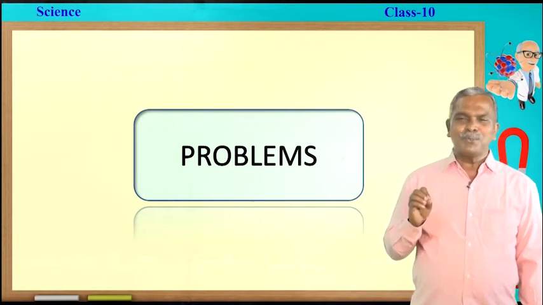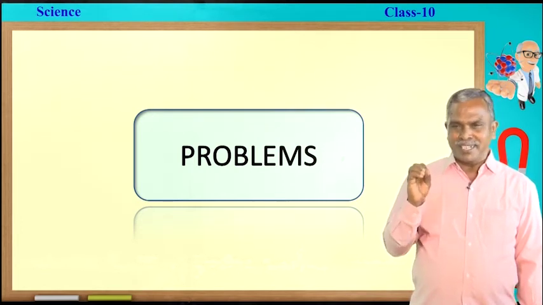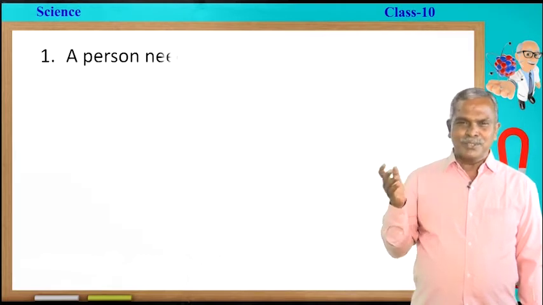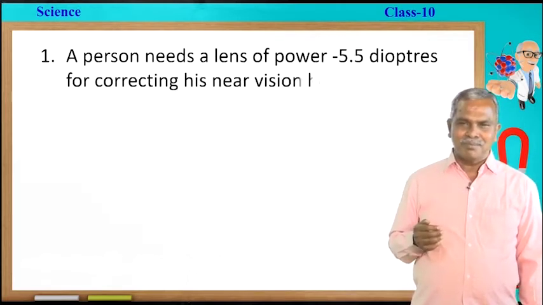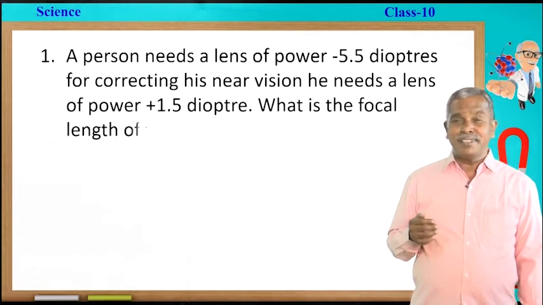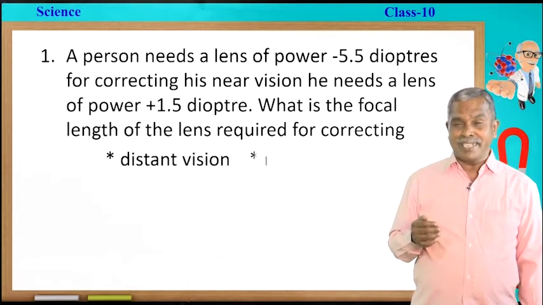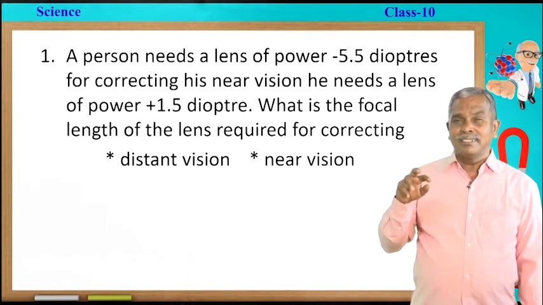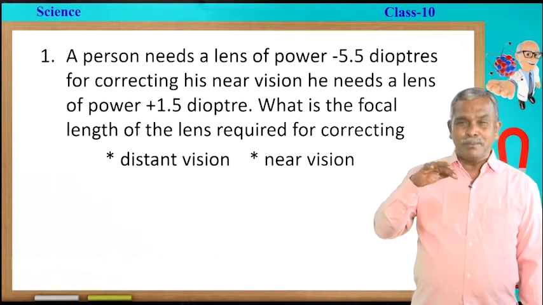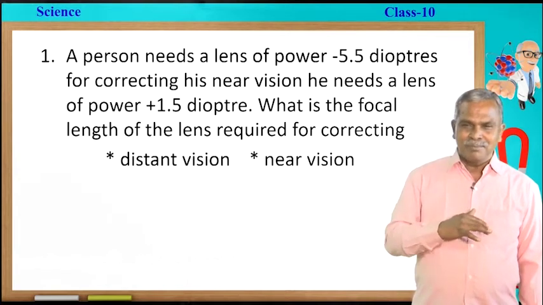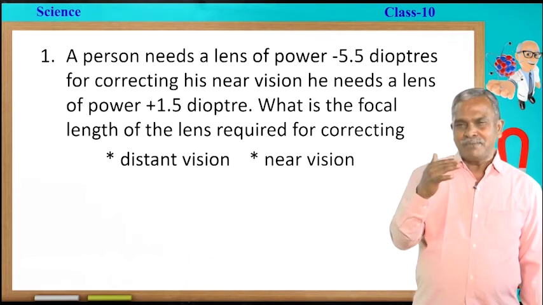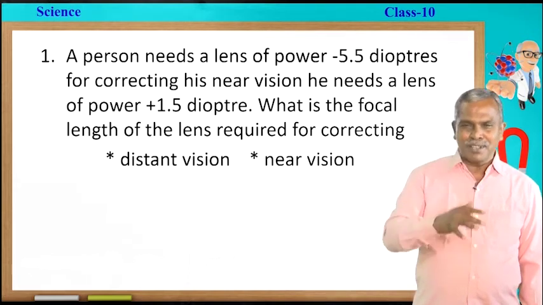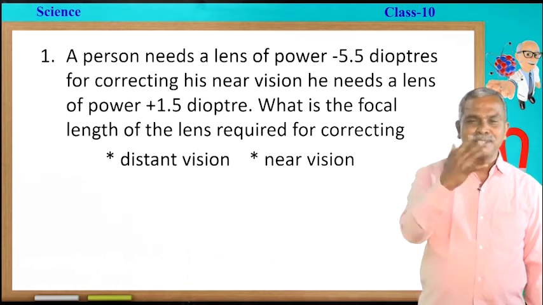Now, let us work out a few problems in the human eye and the colorful world. You see, this is the first problem. A person needs a lens of power minus 5.5 diopters. See, diopter is the unit of power and meter is the unit of focal length. He is going to use a minus 5.5 diopter lens. What is the focal length? And he is going to use a plus 1.5 diopter lens. What is the focal length? Our intention is to find out the focal length.